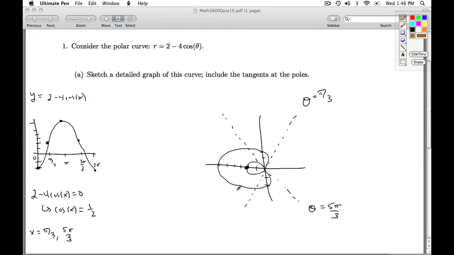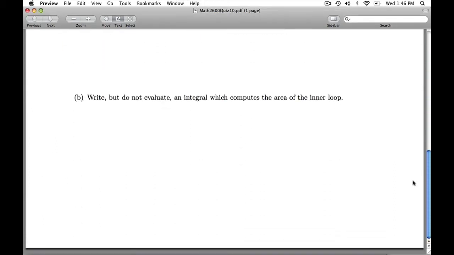Now the second part of this take-home asks us to find the area of the inner loop. So it's kind of helpful to have this graph as a reference. If I want to find the area of the inner loop, I can look at what's going on between 0 and pi over 3, which is this region here. That's when I graphed this part. So to find the area of the inner loop, I can find the area from 0 to pi over 3. That would give me half of this area here, and then double it to get the area of the inner loop. So we'll see that in part B.